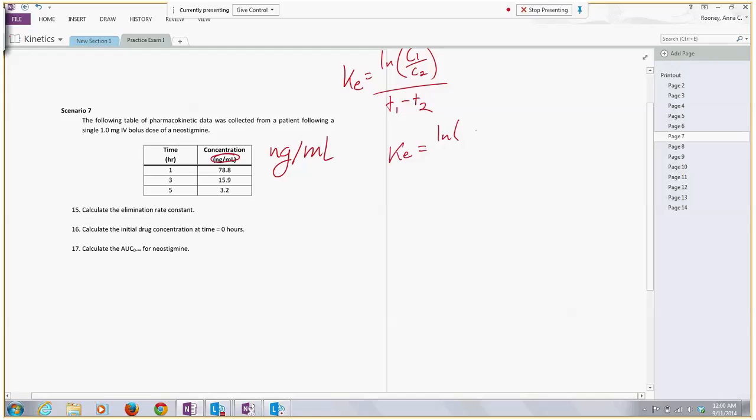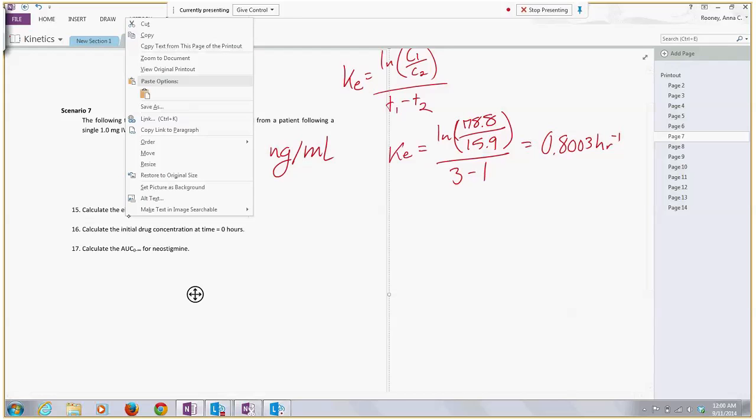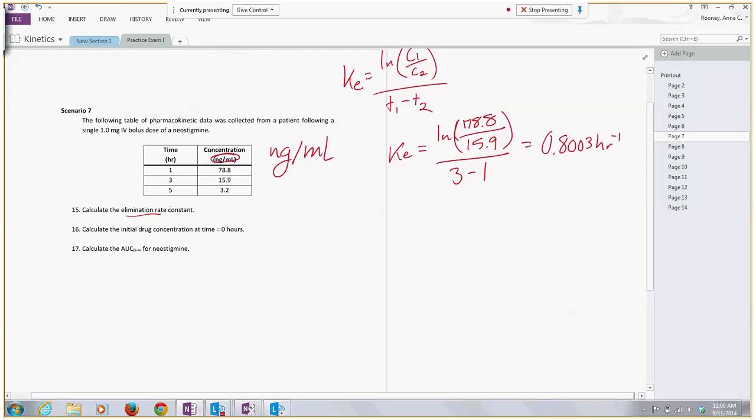Okay, so first concentration is 78.8 over 15.9. If this was not a ratio, this would not work, and I would have to convert, and I'm very glad I don't have to. You plug that into your calculator, and you should get inverse hours. I don't know why I've called them negative hours forever, and I know they're wrong. All right, so that one's very simple. You now have the elimination rate constant. Hooray.